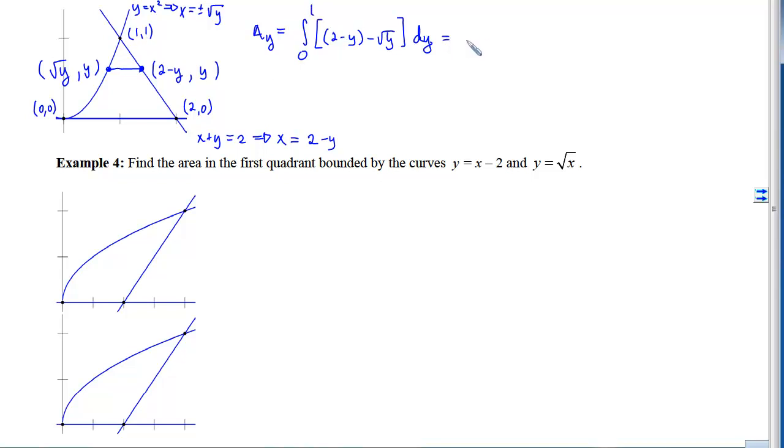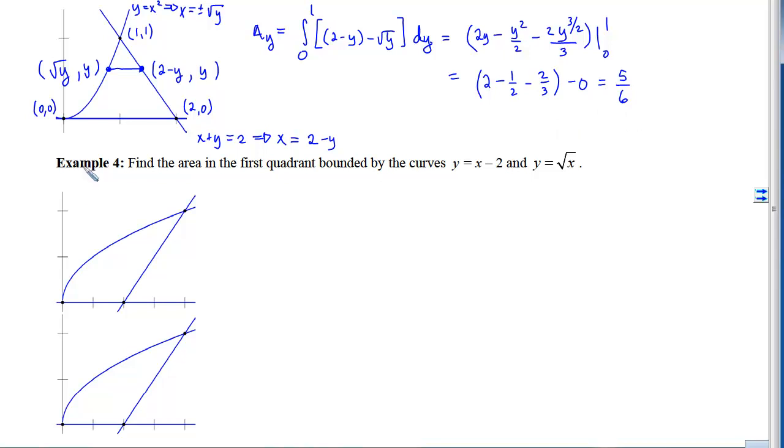Evaluate this using the fundamental theorem of calculus and answer the question posed by this symbol. What did I take the derivative of with respect to y? They gave me the inside, and it's 2y minus y squared over 2 minus y to the 3 halves divided by 3 halves, evaluated from 0 to 1. Plug in 1, you get a 2 minus a half minus a 2/3. Plug in a 0, you get a 0. Put this all together, we get 5/6.